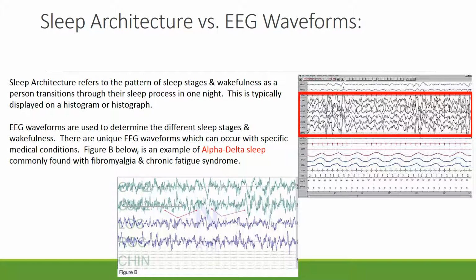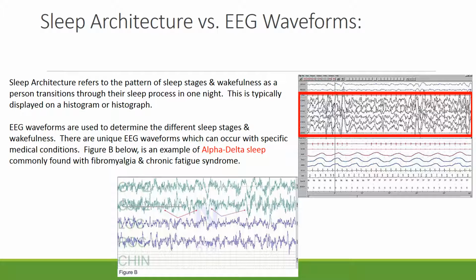Okay, let's talk about our sleep architecture versus our EEG waveforms. Sleep architecture refers to the pattern of sleep stages and wakefulness as a person transitions throughout their sleep process in one night. This is typically displayed on a histogram or hypnogram, or also a histograph. EEG waves are used to determine the different sleep stages and wakefulness. There are unique EEG waveforms which can occur with specific medical conditions.